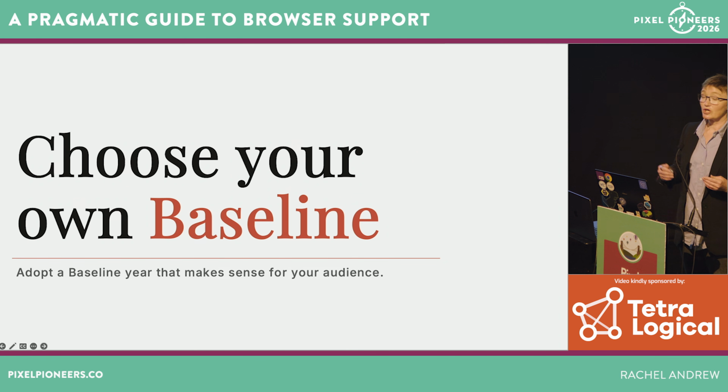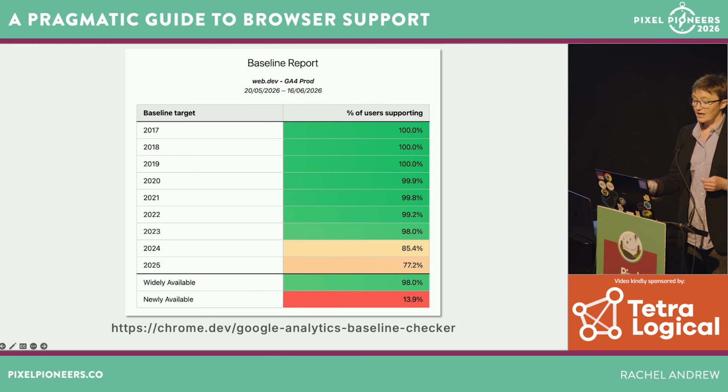Because we know when things become newly available, we can group them into years and say, well, if it became newly available in 2023, it's part of baseline 2023. And so that's obviously an option, to opt for a year. And we've got a really neat way of finding out which baseline year works for you if you happen to have Google Analytics on your site. So this is at chrome.dev Google Analytics baseline checker.